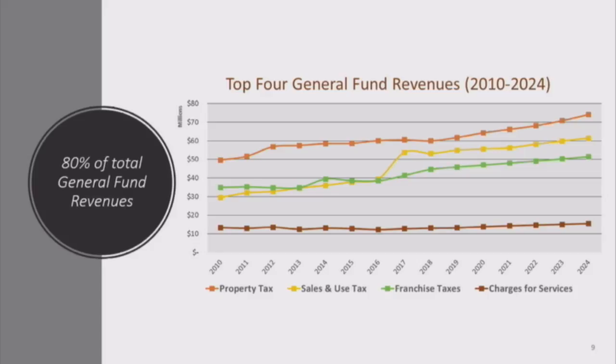The yellow line is sales tax, which represents about 25% of general fund revenues. In 2010, sales tax only represented 17% of general fund revenues, but with the influx of money from the STAR bond payoff, that has now increased the sales tax revenue to 25%. And then charges for service is 6% of general fund revenues, with just a very modest increase from 13 million in 2019 to 15 million in 2024. And I'm going to turn it back over to Kathleen.